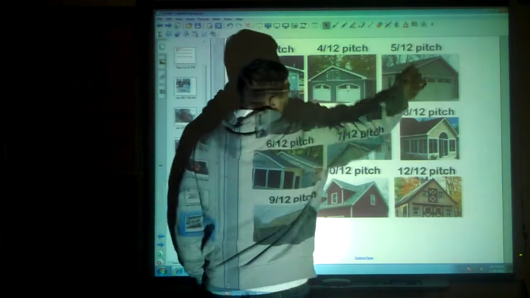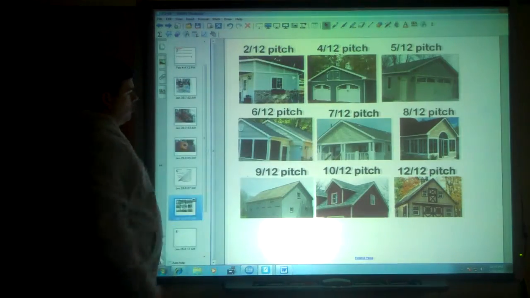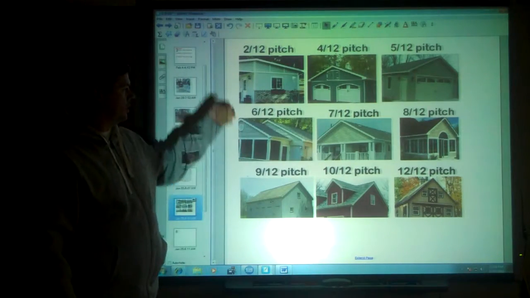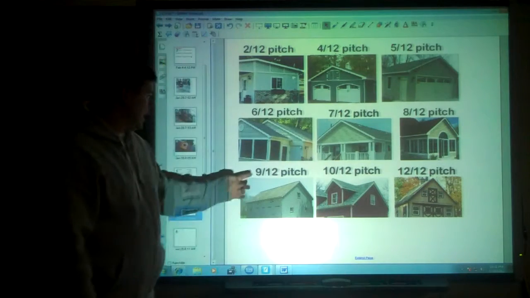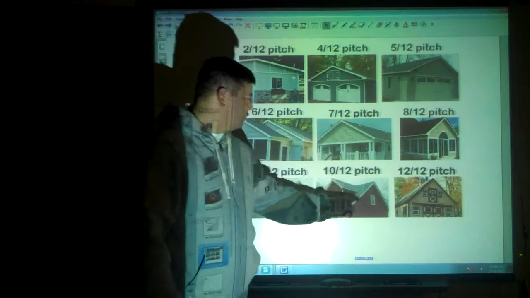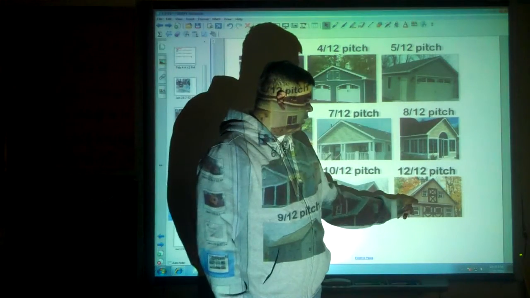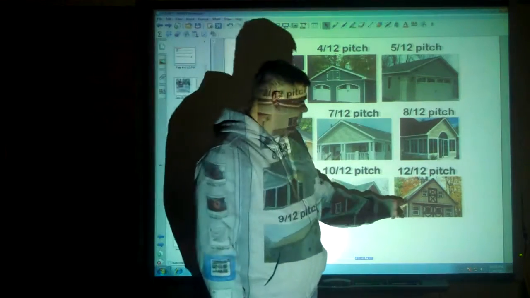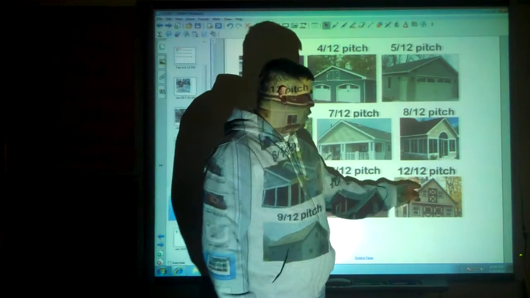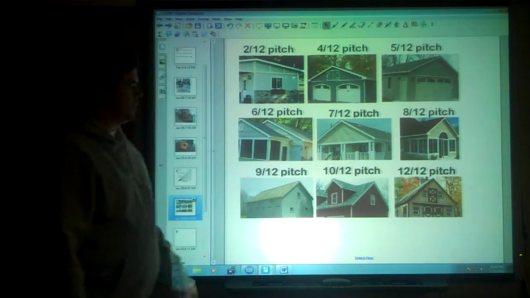Then 5 and 12, for every 12 inches to the right, it goes 5 inches up. 6 and 12, so for every 12 inches to the right, it goes up 6. 7 and 12, 8 and 12, a 9 and 12, this is a 10 and 12 pitch, and then this is a 12 and 12 pitch. That means for every foot it goes to the right, it goes 1 foot up. So that would literally be up 1 foot, over 1 foot, up 1 foot, over 1 foot, following that slope. So different pitches of the different types of buildings.